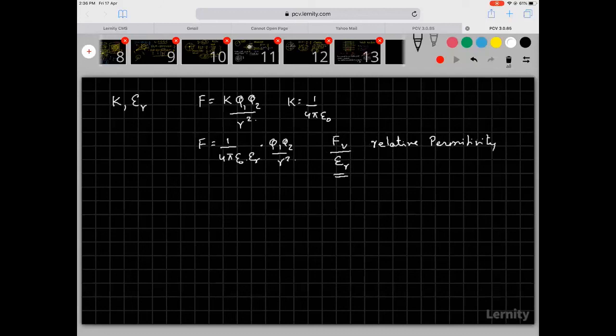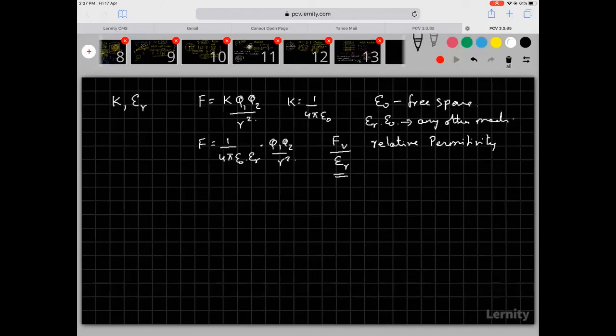The permittivity of free space is epsilon naught. The permittivity for any other medium is ER into epsilon naught. This is for any other medium. So the force in any medium is equal to this much.